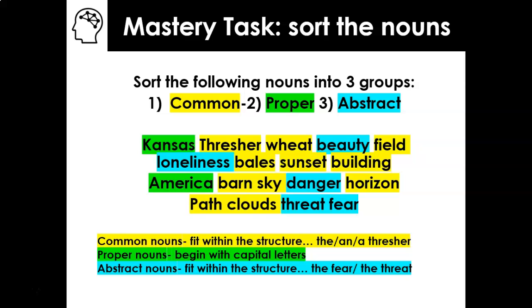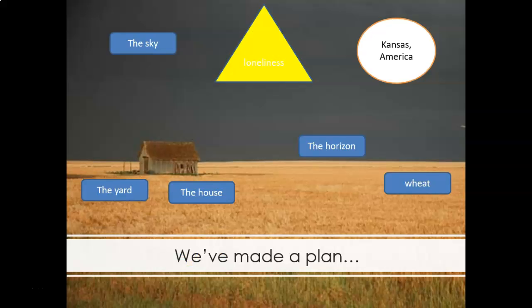We won't do the task, but we've got some proper nouns, Kansas and America. We've got some common nouns: thresher, wheat, field, bell, sunset, building, barn, sky, horizon, path, clouds, and some abstract: beauty, loneliness, danger, threat, fear. Doh. Okay, so I'm not perfect. It happens. We'll move on swiftly.